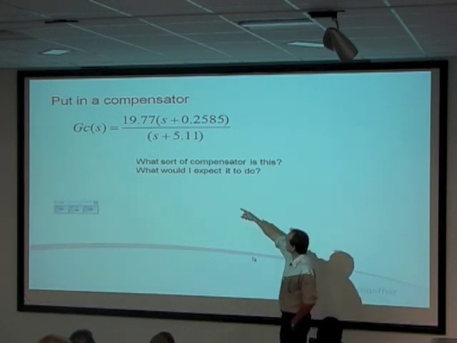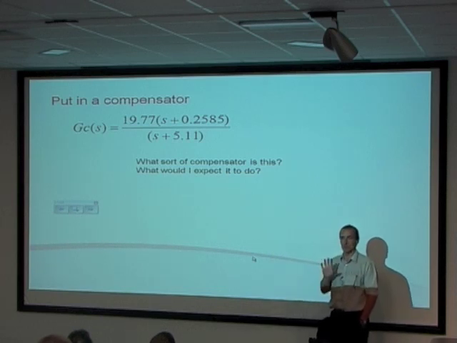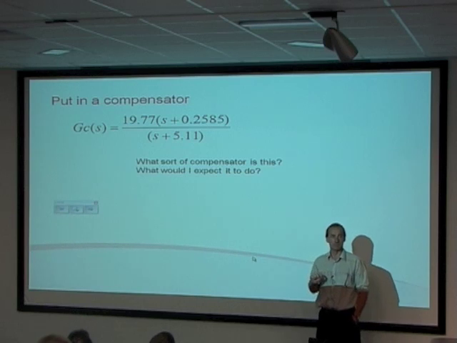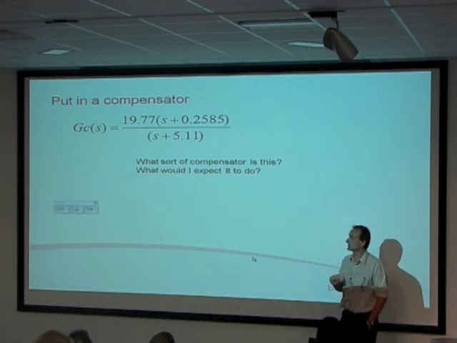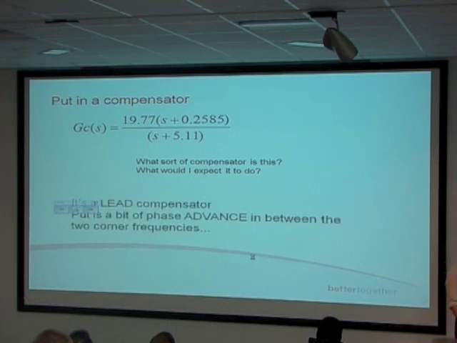Because if you go 19.77 times 0.25, you'll get back to 5.11. So it's actually got an overall gain of 0 dB in the steady state. Okay. What sort of compensator is it? Well, I just told you really, it's a lead compensator. It puts in some phase advance between the 2 corner frequencies. We've seen the picture.